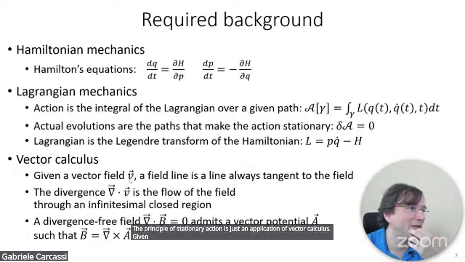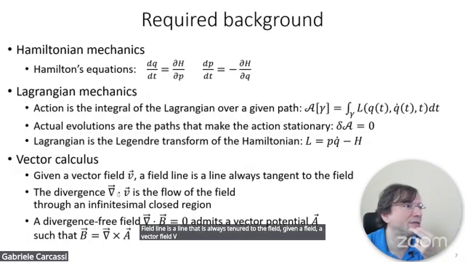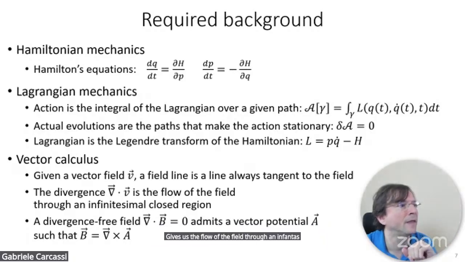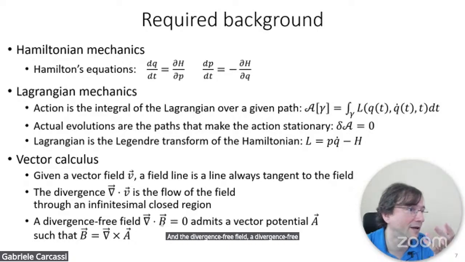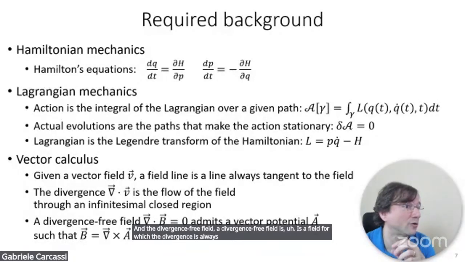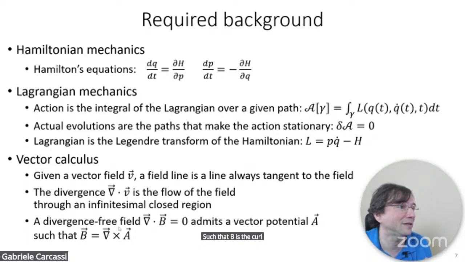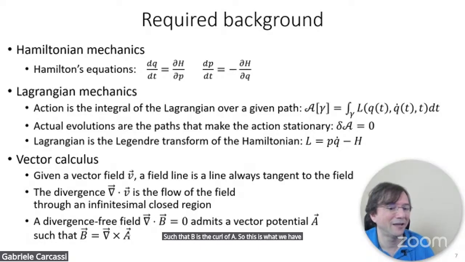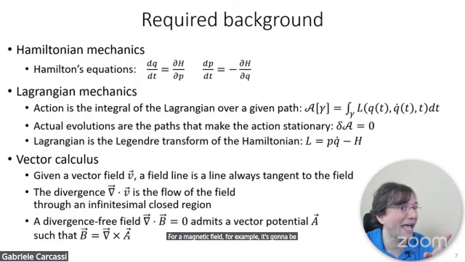Given a vector field V, a field line is a line that is always tangent to the field. Given a vector field V, we have a divergence that gives us the flow of the field through an infinitesimal closed region. A divergence-free field, a field for which the divergence is always zero, admits a vector potential A, such that B is the curl of A. So this is what we have for a magnetic field, for example.